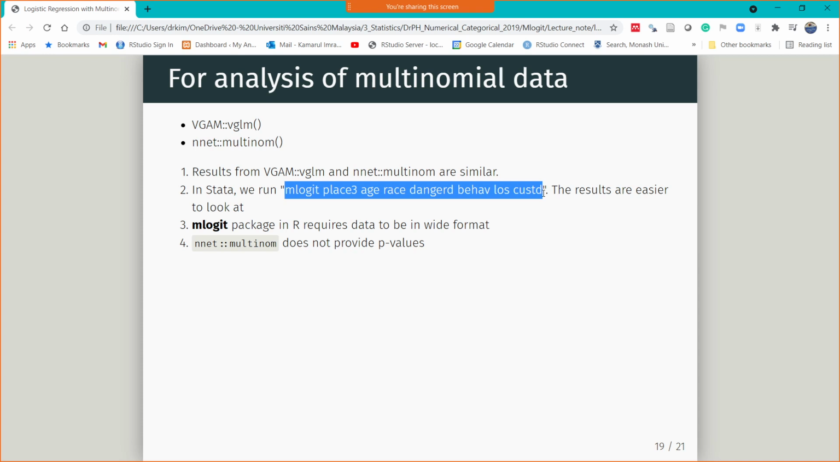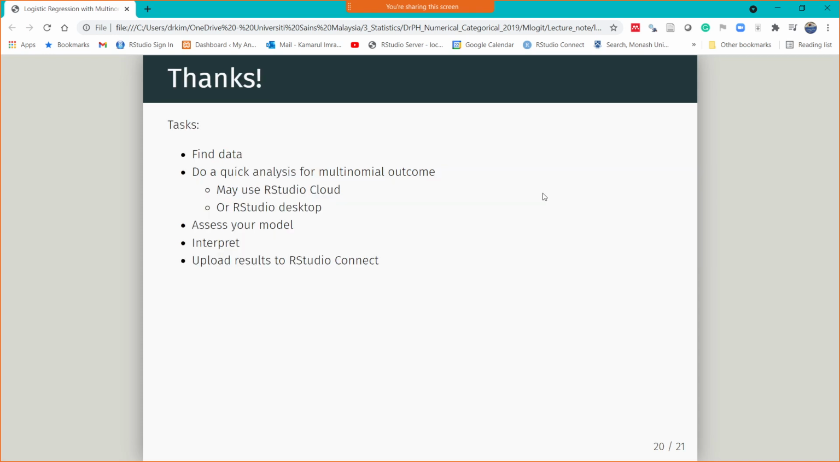There is a package called mlogit in R. However, this requires the data to be in wide format. In fact, I have the example in the practical note. Right, so this is going to be my last slide.